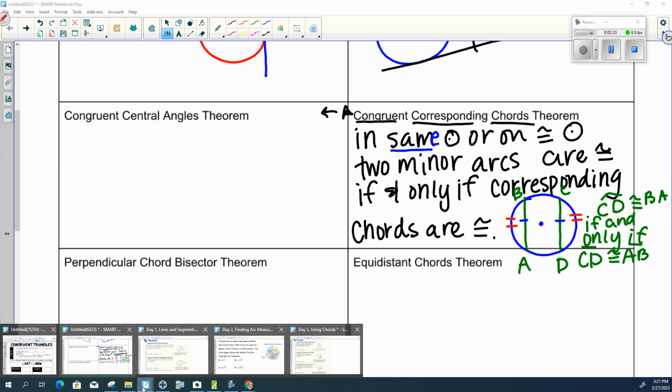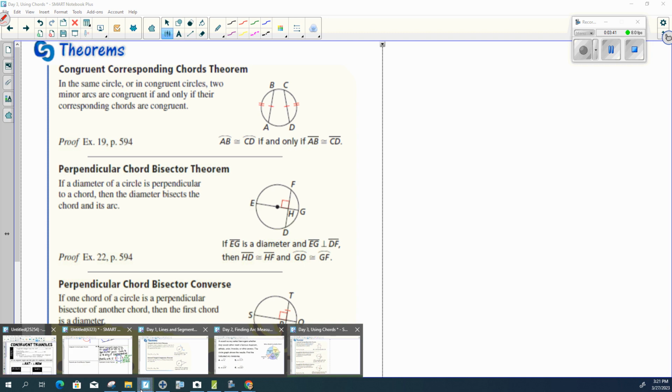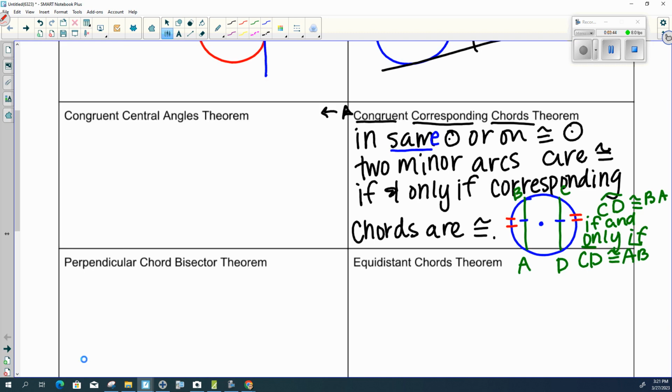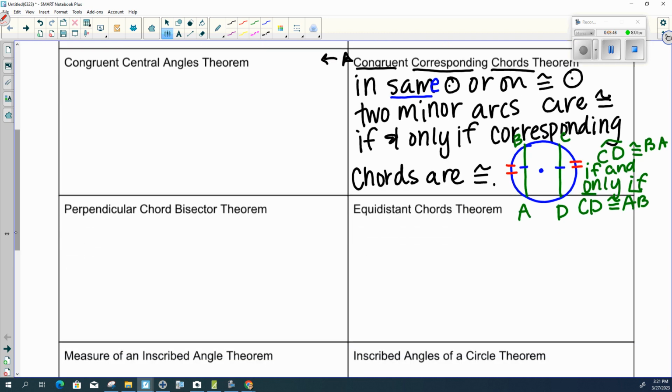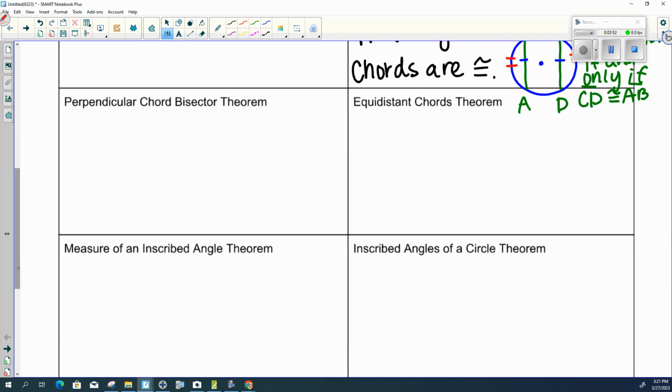Okay, let me make sure I'm doing the right ones. Congruent corresponding chords theorem and perpendicular chord bisect theorem. Yes, I'm on the right thing. So again, if we need to pause and take the time to write that in there, let's go ahead and do it. Okay, perpendicular chord bisect theorem.